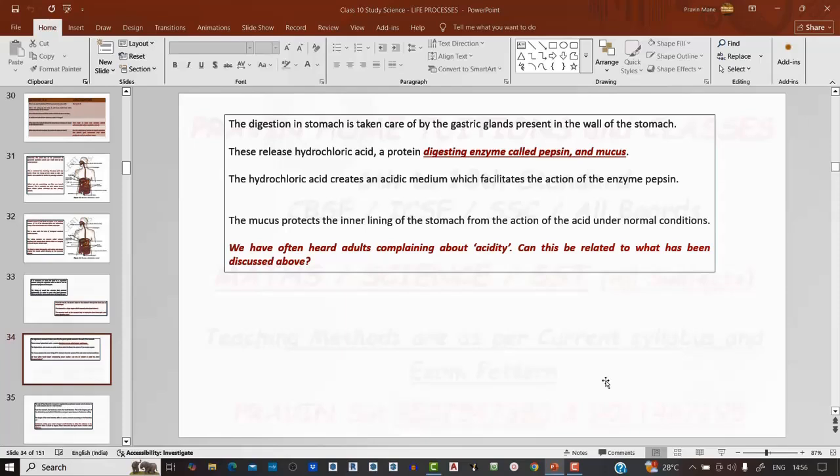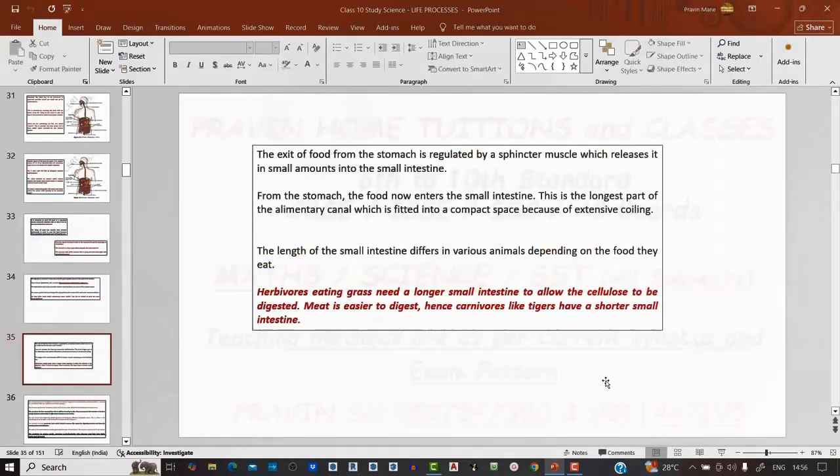These gastric glands release hydrochloric acid, protein digesting enzymes like pepsin, and mucus. The hydrochloric acid creates an acidic medium which facilitates the action of the enzyme pepsin. Now, what is the work of mucus? Mucus protects the inner lining of the stomach from the action of acid.